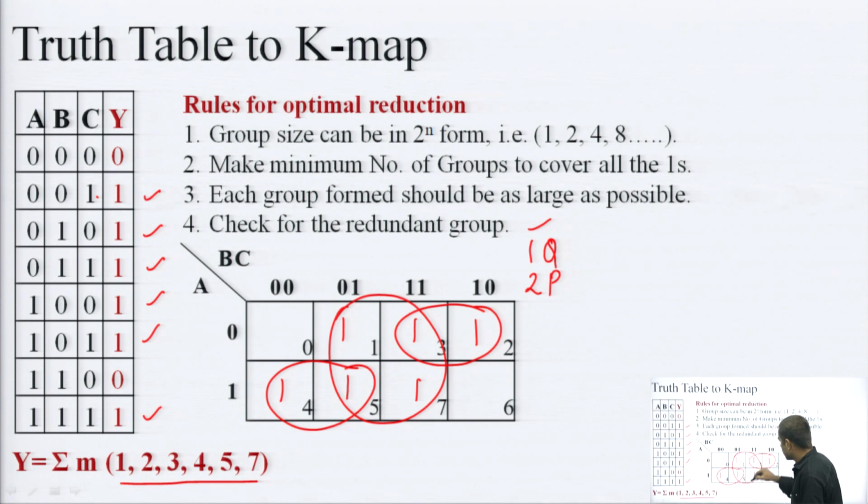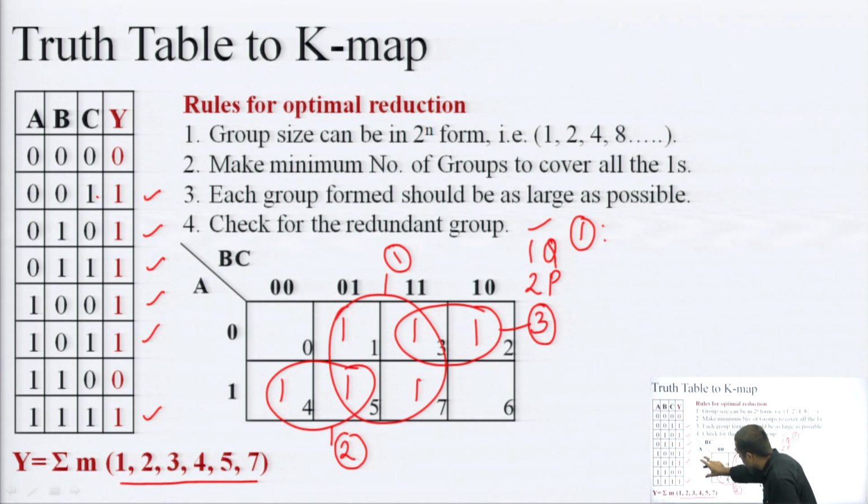So, for this 1 quad I can write the answer. If I label this group as first group and this as second group and this one as third group. So, for this first group, which is having 4 ones, I can check that there is nothing common from the row side. For the first row A is 0, for the second row A is 1. So, there is nothing common from the row side, but if we check the column, then I can see that there is 0 1 and 1 1. So, this 1 is common and this 1 corresponds to C. So, the answer for this first group will be C.